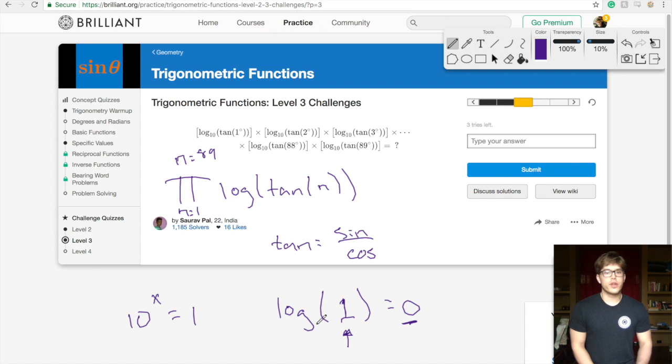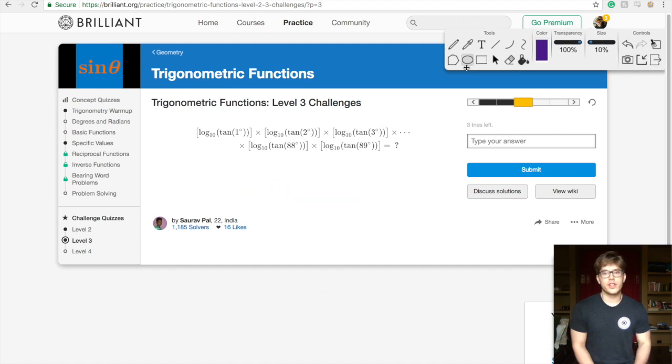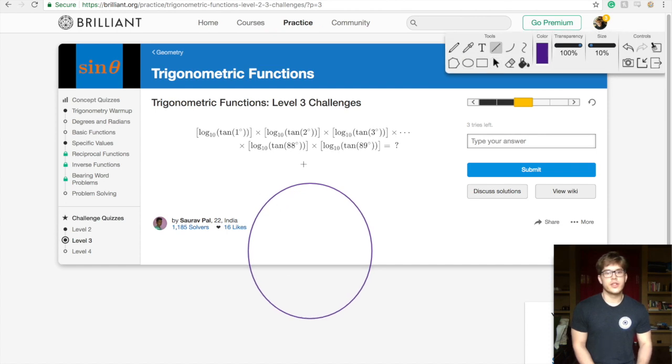So when does tangent equal 1? Tangent equals 1 whenever sine equals cosine. And when does sine equal cosine? Well, let's clear the board. When does sine equal cosine? We know this. Let's look at our unit circle.